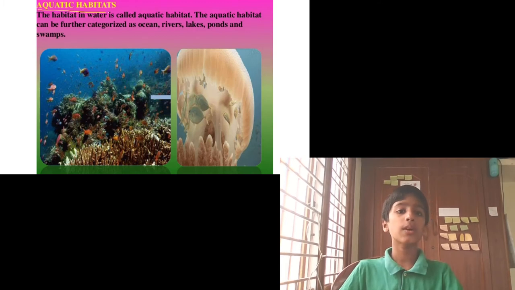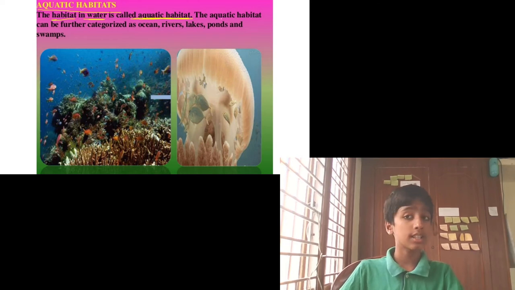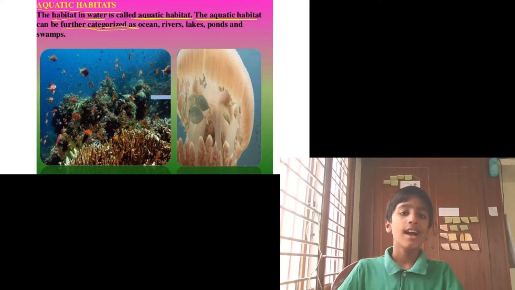Now comes the aquatic habitat. What is an aquatic habitat? The habitat which is in the water, any habitat that is in the water, that is known as aquatic habitat. And aquatic habitat can be further categorized. Aquatic habitat can be further categorized as ocean.